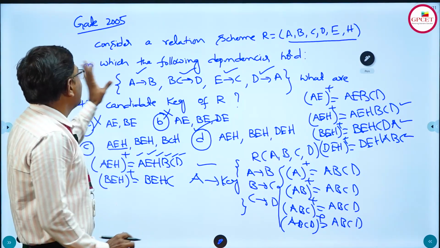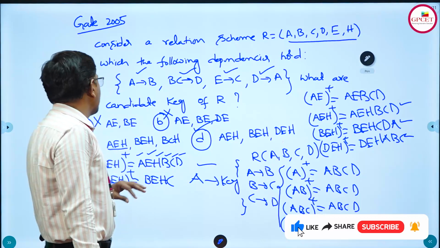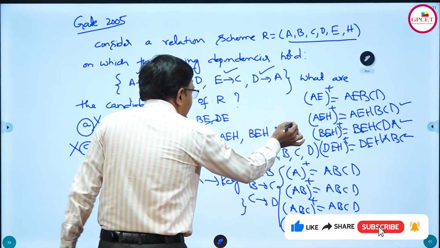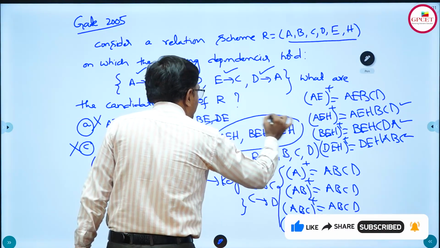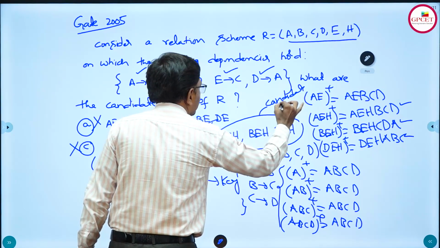Consider the relation schema R(A, B, C, D, E, H), and that is the candidate key. The set of all the keys in a relation is nothing but the candidate key.